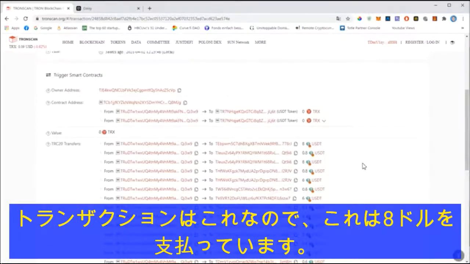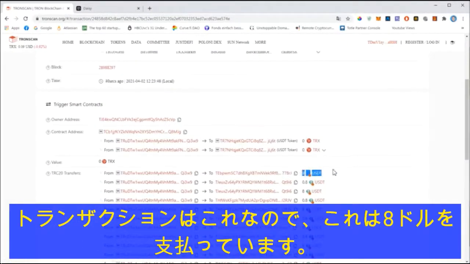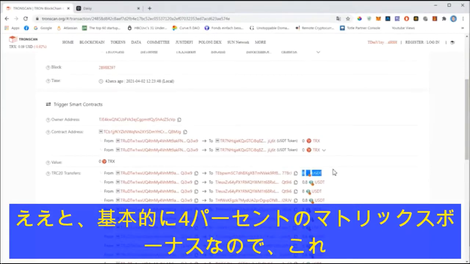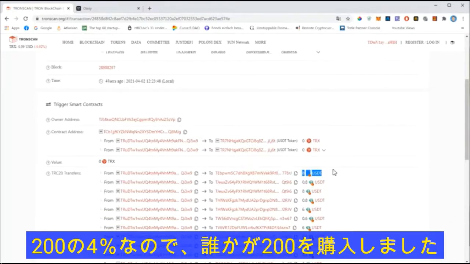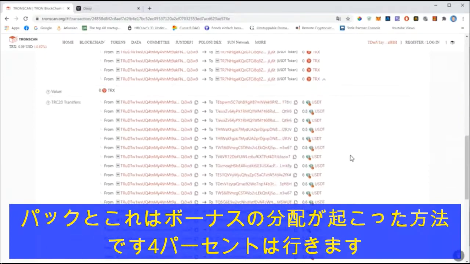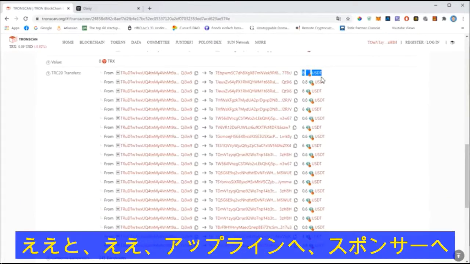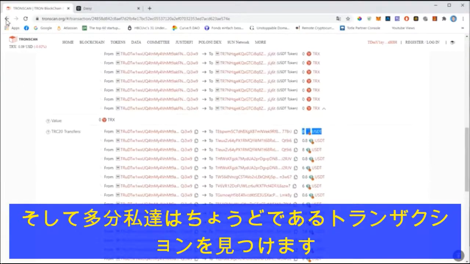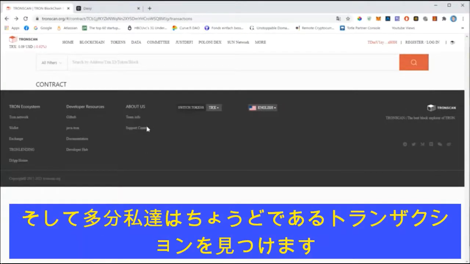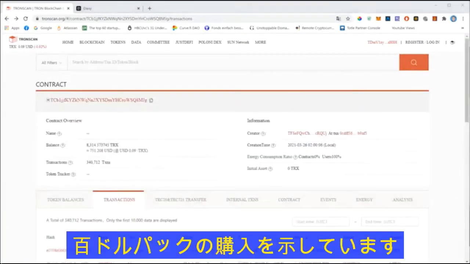So let me go to this one. What kind of transaction is this? This is paying $8, which is basically a matrix bonus of 4%. So this is 4% of 200. Someone bought a $200 pack, and this is how the distribution of bonuses has happened. 4% goes to the upline, to the sponsor.